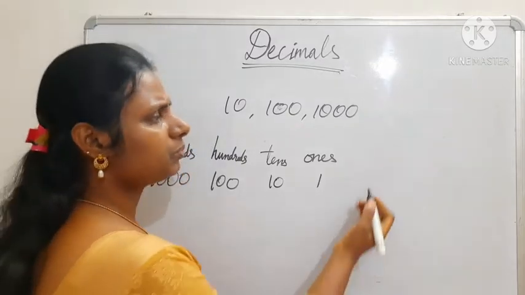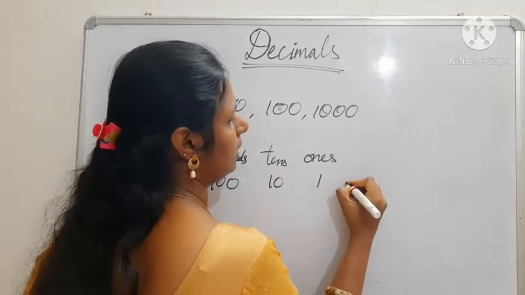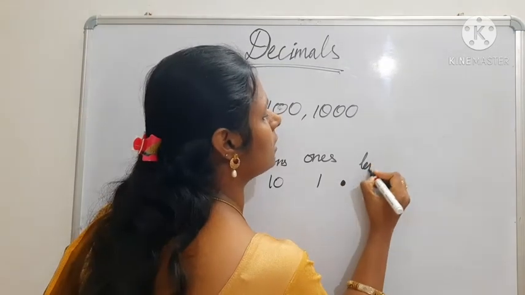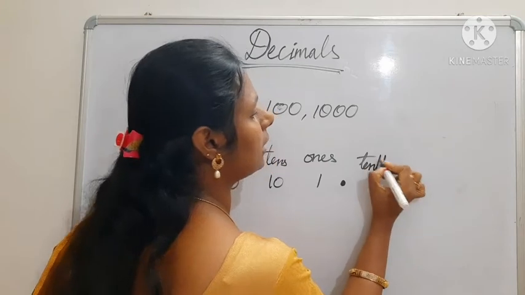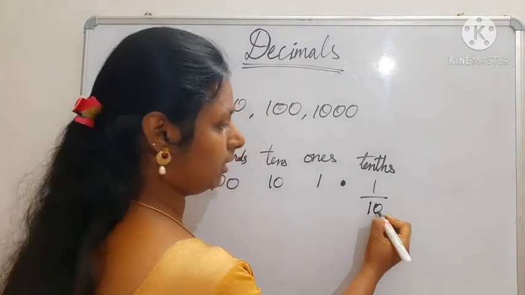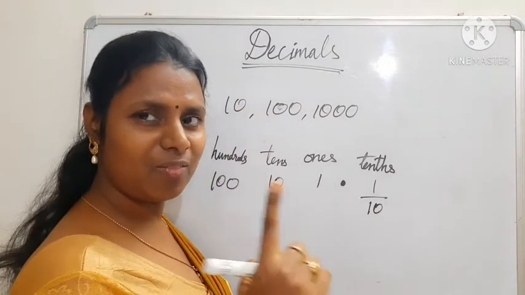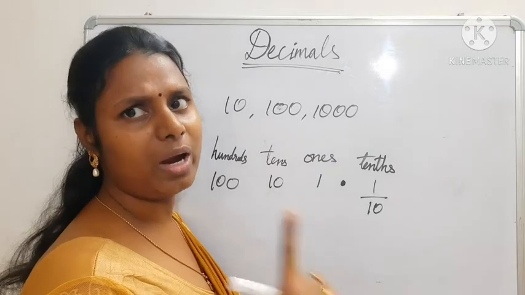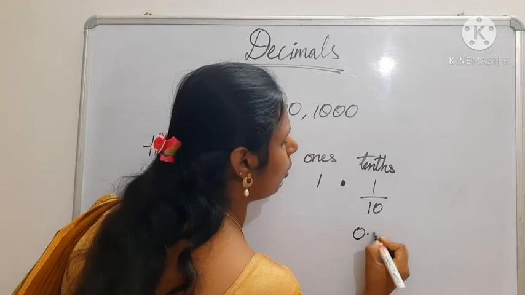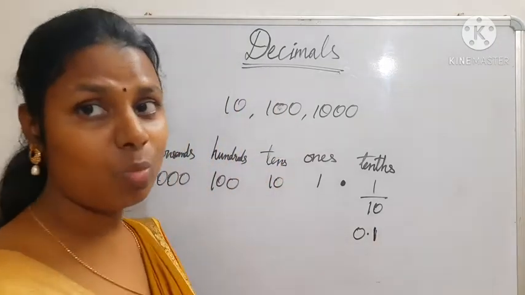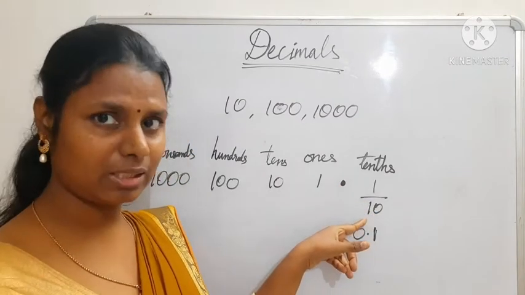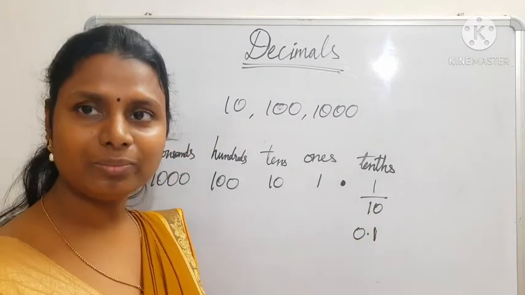So when we write the decimal point, after the decimal point we write tenths. Tenths means 1 by 10, that is, 1 part out of 10. That one you can write like this, 0.1, because after the decimal point the first place is tenths. So the first place I have written 1.